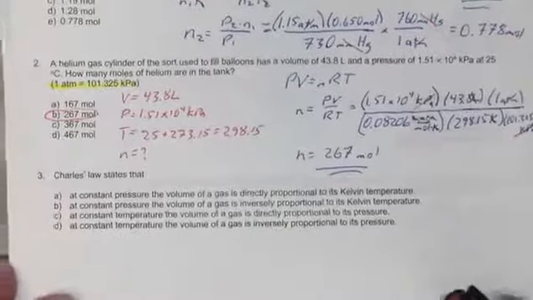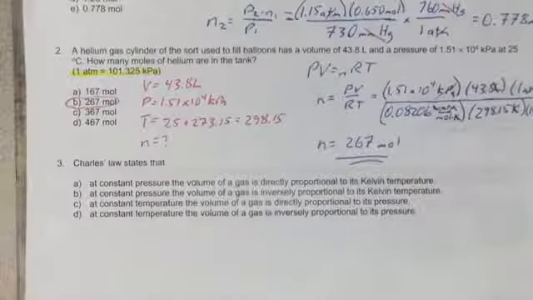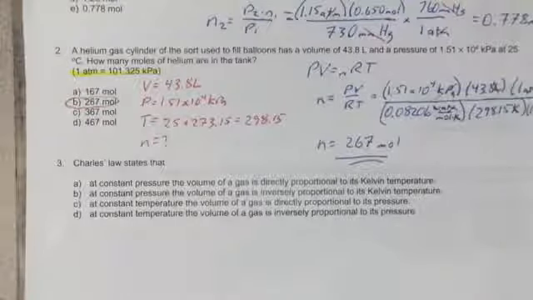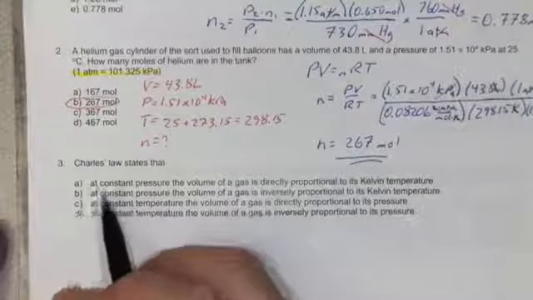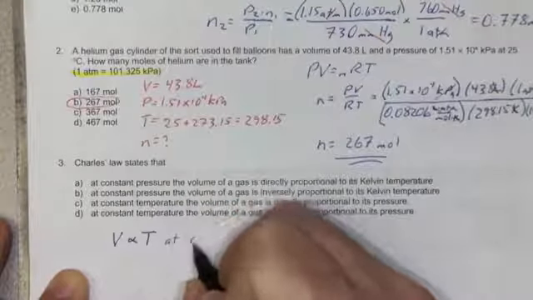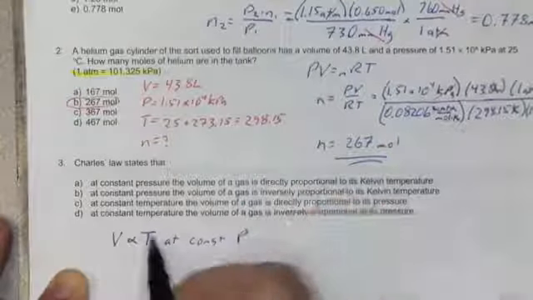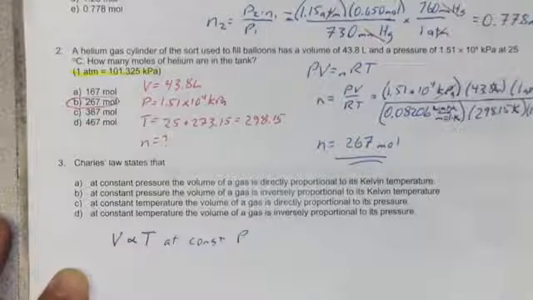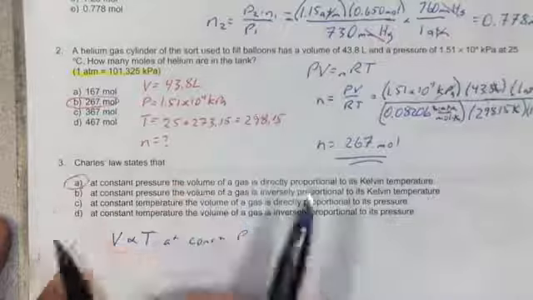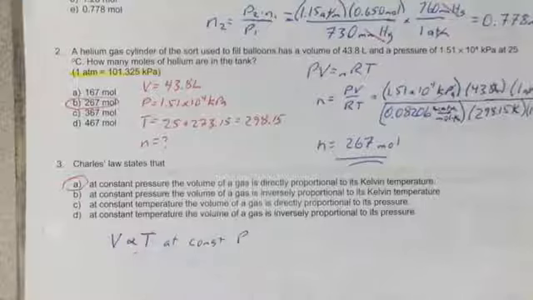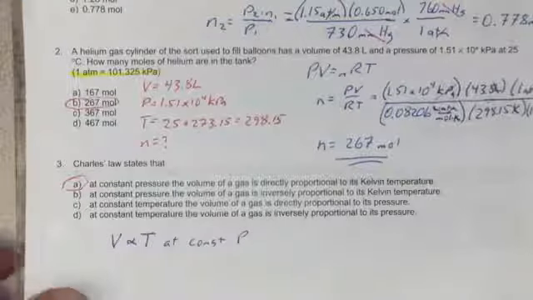Okay, number 3. You need to know Charles's law, Boyle's law, Avogadro's law. When I think of Charles's law, I think of a hot air balloon. In a hot air balloon, as you increase the temperature of a gas, its volume expands. So this says volume is directly proportional to the absolute temperature at constant pressure. That's Charles's law. So the correct answer is choice A. The volume of a gas is directly proportional to its Kelvin temperature. If you double the Kelvin temperature, you double the volume if you keep the pressure of the gas constant.